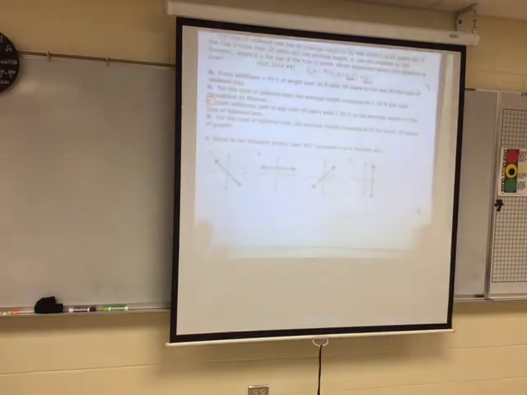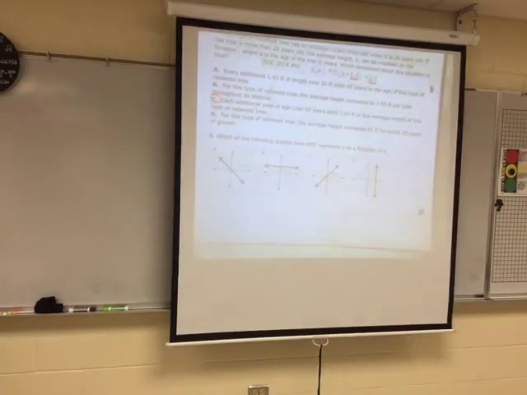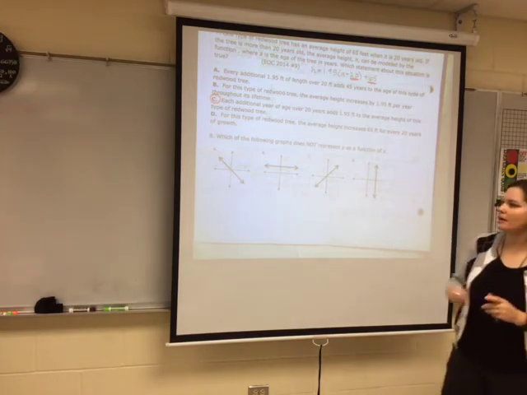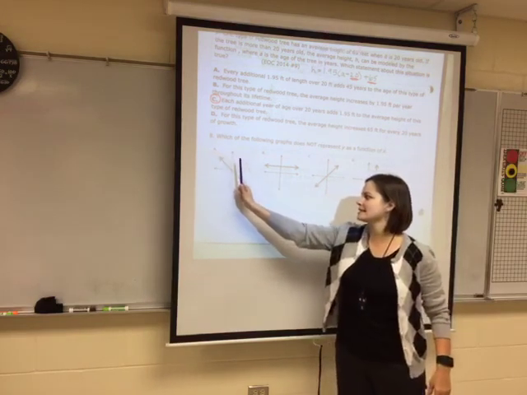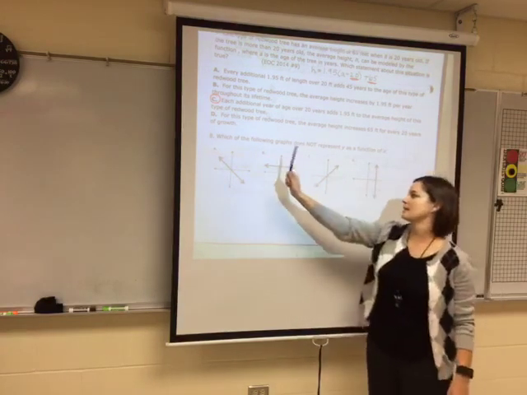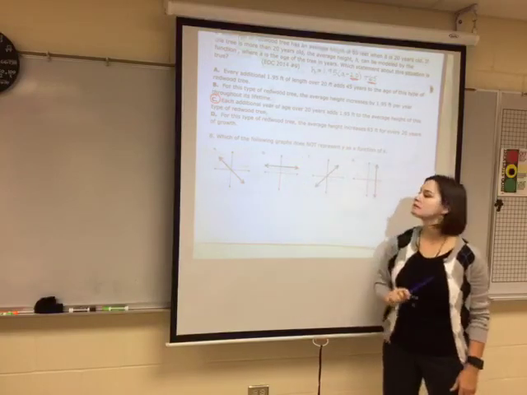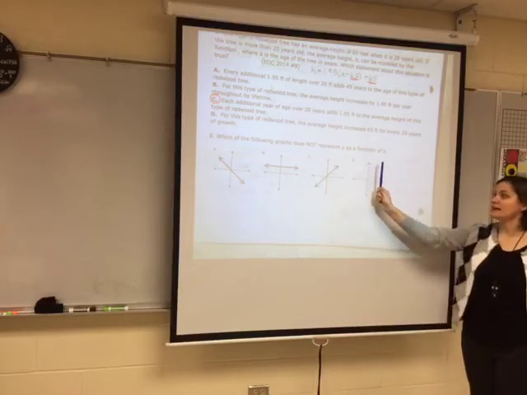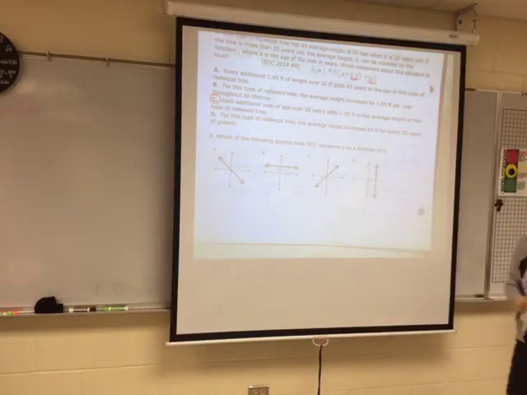Number 8. 8 says, which of the following graphs does not represent y as a function of x? So, if we're looking for a function, and I'm given a graph, what kind of test am I going to use? The vertical line test, right? So here on A, does A pass that vertical line test? Yes, it passes. What about B? B passes, right? What about C? C passes. What about D? Epic fail. Because it's a vertical line, right? It is a vertical line, so it can't pass the vertical line test. Perfect.